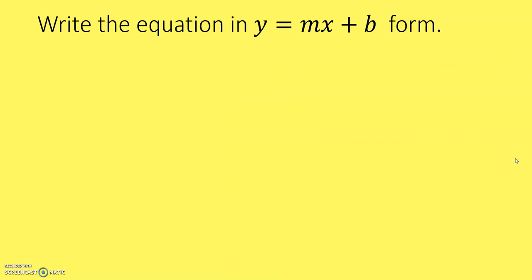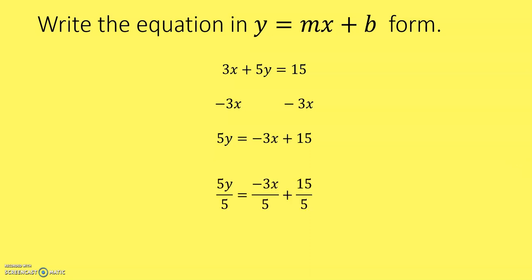We're going to look at another example. We're going to write the equation in y equals mx plus b form. 3x plus 5y equals 15. Subtract 3x from both sides. 5y equals -3x plus 15. Divide each term by 5. y equals -3/5 x plus 3.